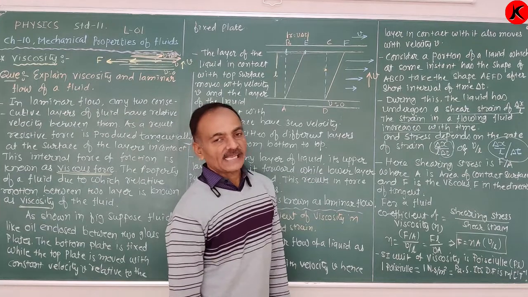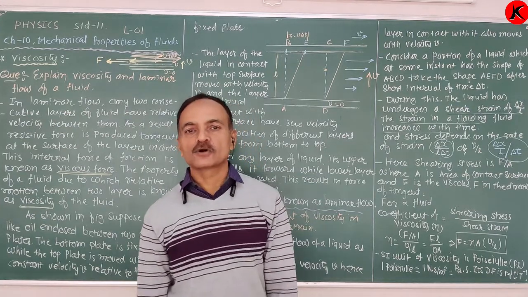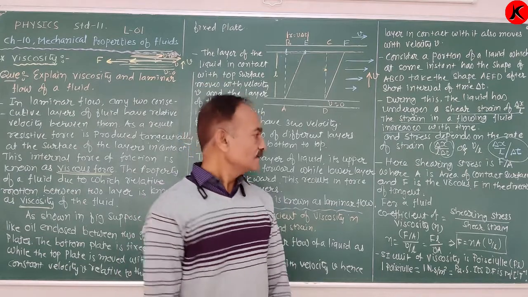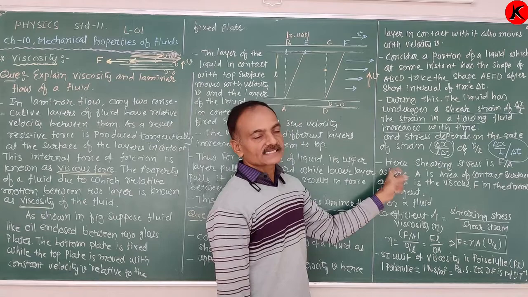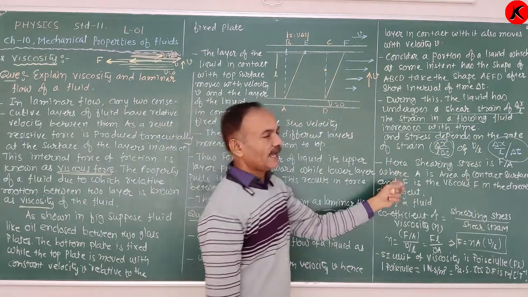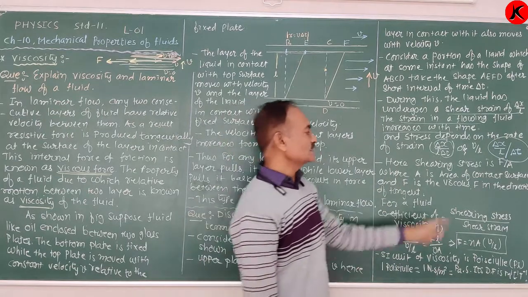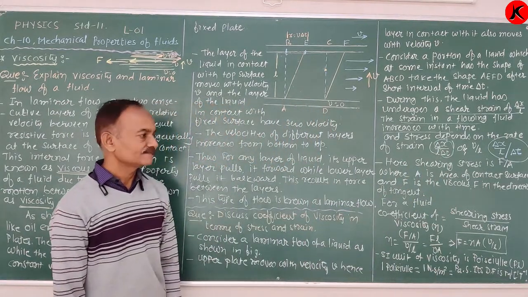Now, the shearing stress is F upon A. We know that stress is equal to force per unit area. Therefore, the shearing stress is F upon A, where A is the area of the fluid in contact with the contact surface, and F is the viscous force in the direction of the tangent.